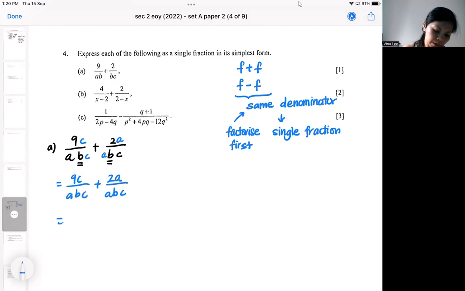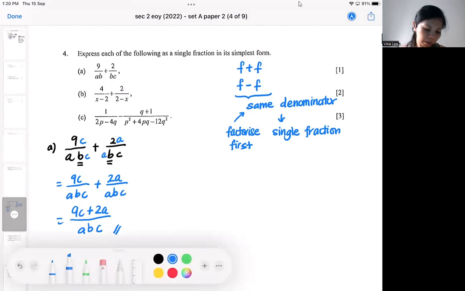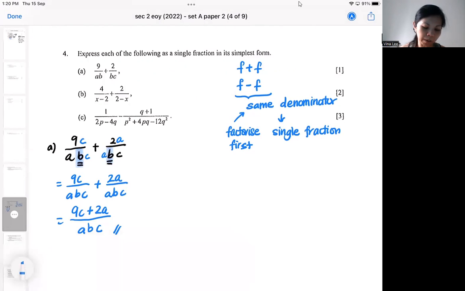And then you can just combine them into a single fraction. So even this, I think some of you make mistakes. Some of you never check for common denominator first. That means some of you didn't check that B is already common, so you actually don't need to do anything to B. But some of you actually did.